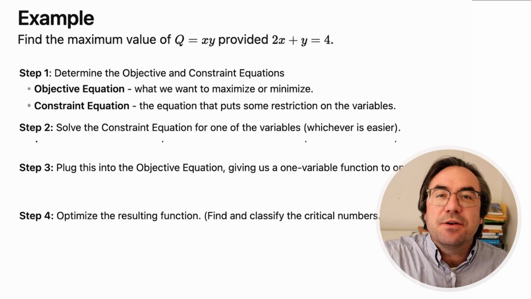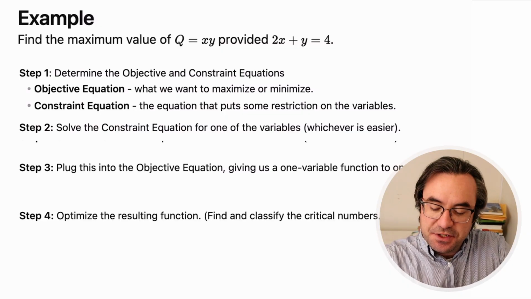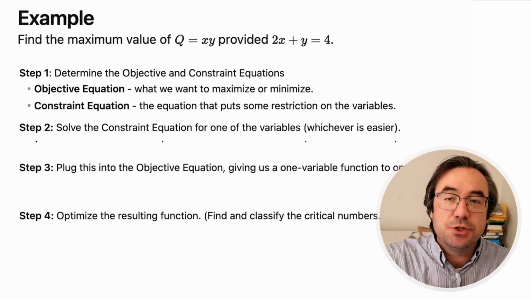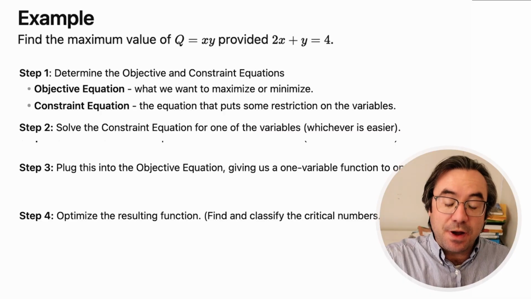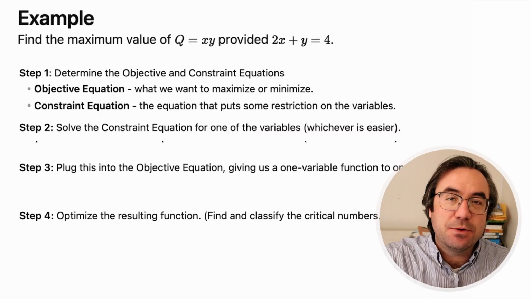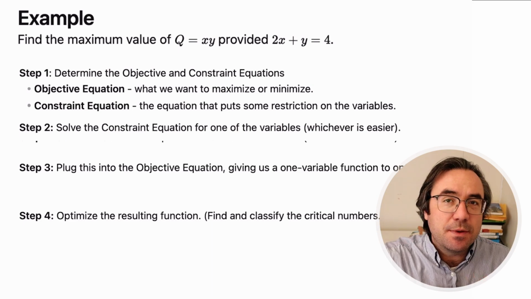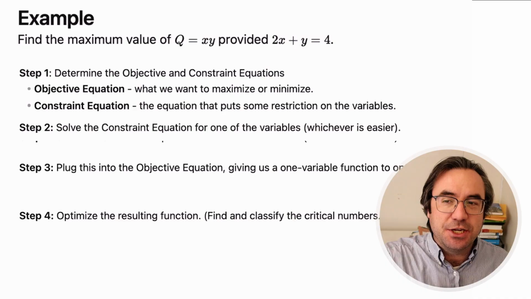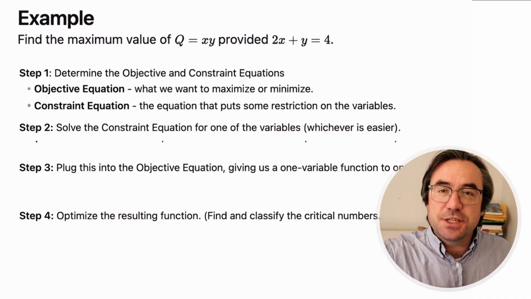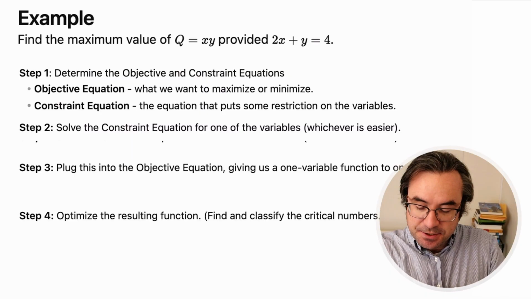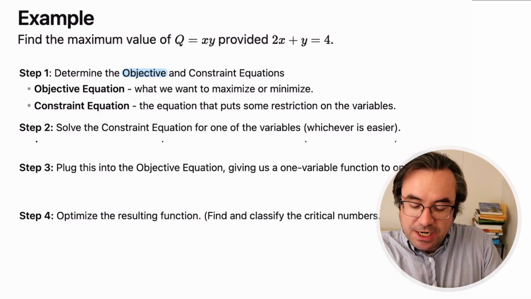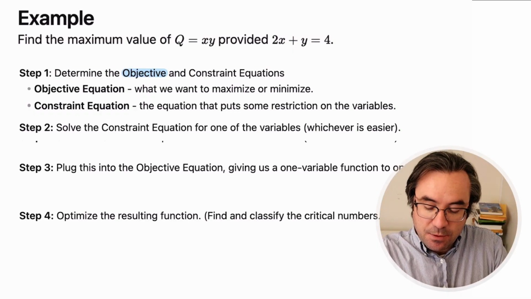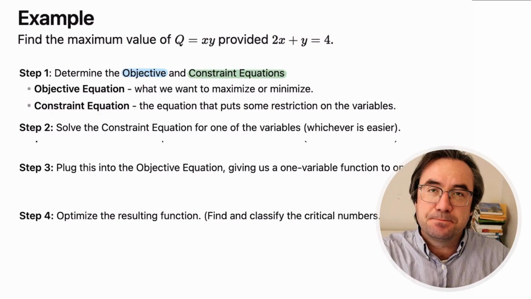through it. So we want to find the max value of this function q, which is equal to x times y, provided 2x plus y is equal to 4. So a problem like this is called a constrained optimization. And the way we're going to solve these types of problems, the first step is to figure out what the objective function is and what the constraint equation is.